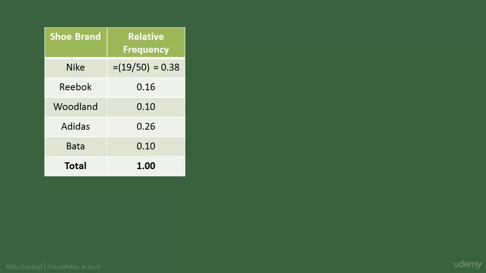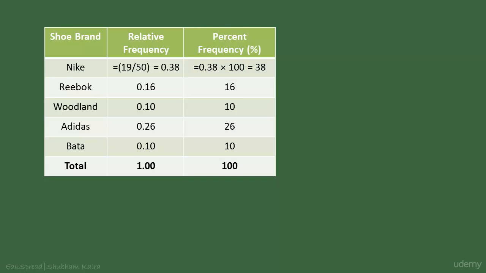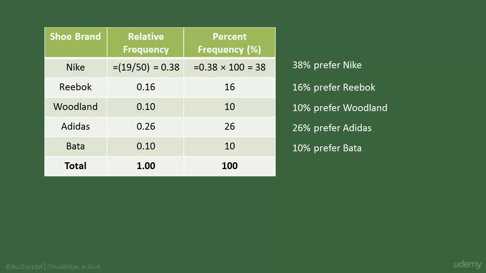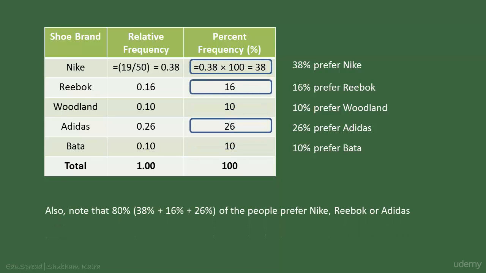Once we have the relative frequency, we just need to multiply it by 100 to get the percent frequency. Let's see what we have got now. Looking at the table presented here, we can see that 38% of the people prefer Nike, 16% prefer Reebok, 10% prefer Woodland, and so on. It can also be concluded that 80% of the people prefer Nike, Reebok, or Adidas.